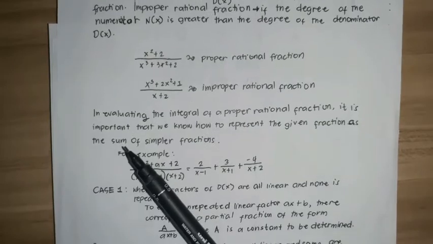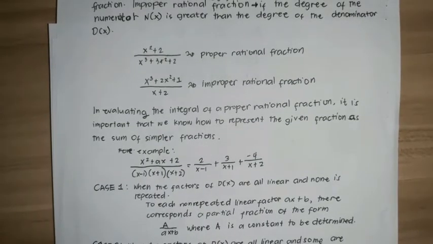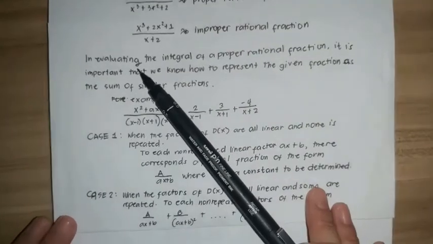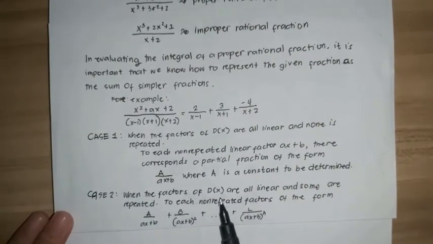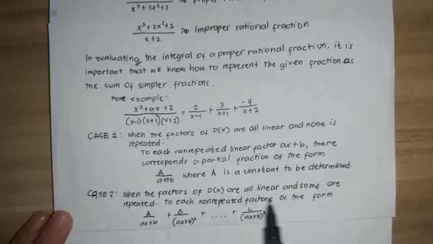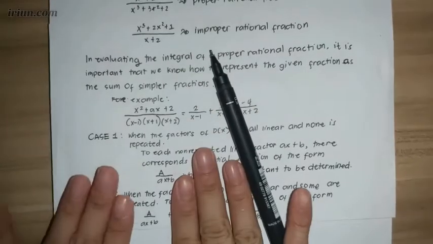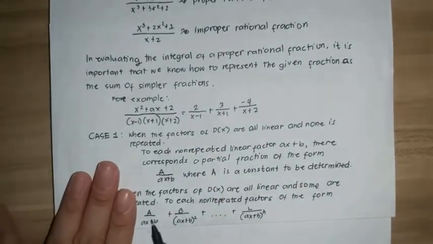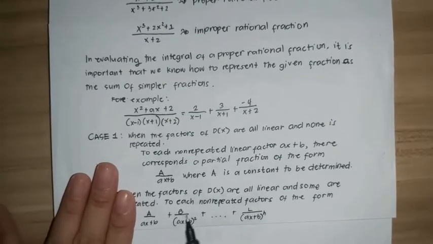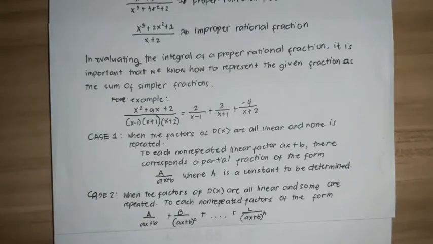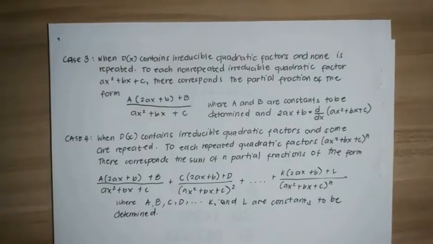So now we have case 2. When the factors of d of x are all linear and some are repeated, to each repeated factor of the form ax plus b, we have A all over ax plus b, then since it is repeated, B all over ax plus b quantity squared. If it is raised to 3, of course, plus C all over ax plus b quantity cubed, or raised to 3.